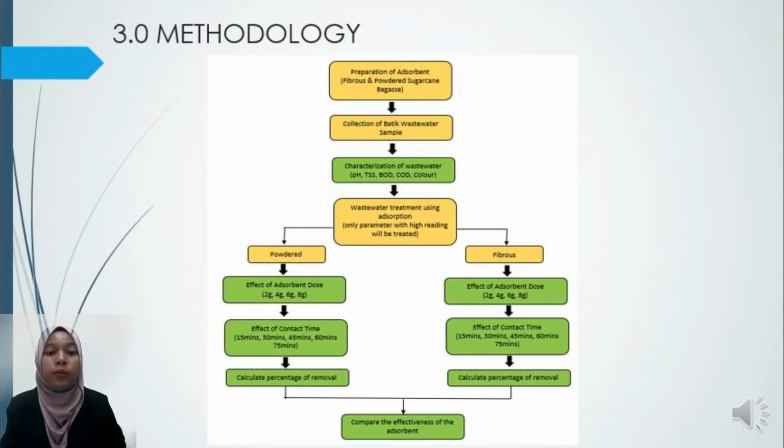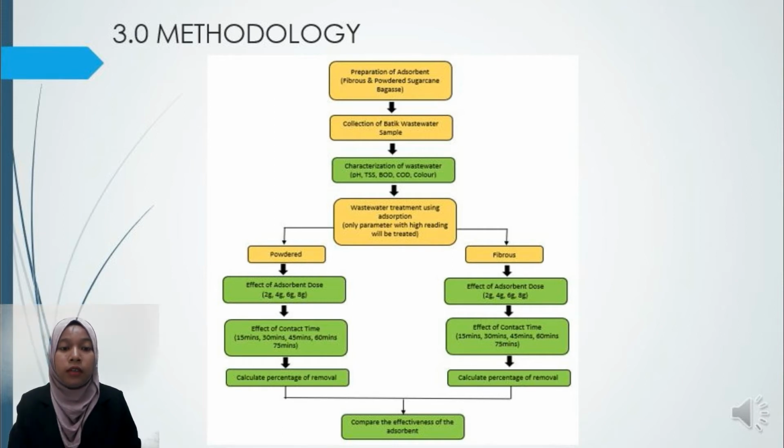So first, preparation of adsorbent. There are two adsorbents used for this study, which are the fibrous and also powdered sugarcane bagasse. Next, the collection of batik wastewater sample. The wastewater sample was taken from DRM Batik, which is located in Kuantan, and then the wastewater was preserved for the experiment purpose. After that, characterization of wastewater.